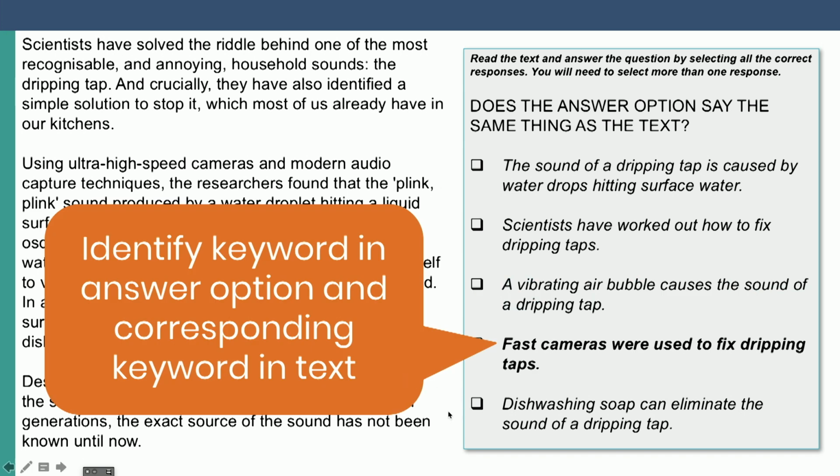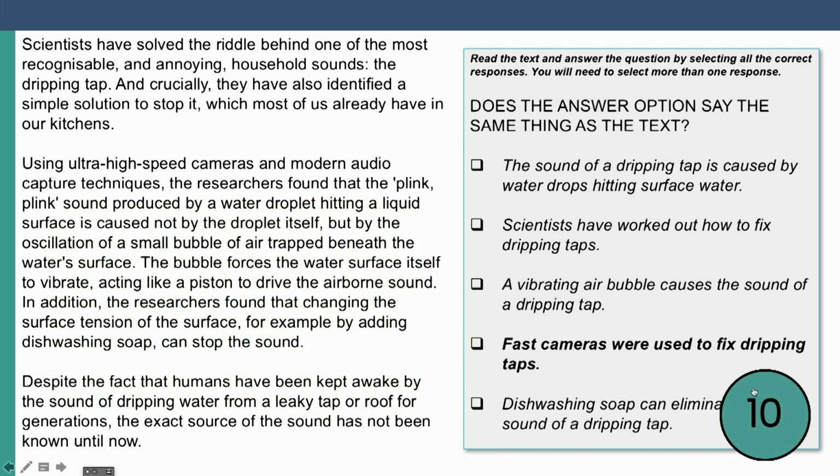Identify a keyword here, which would obviously be camera. Do you remember seeing the word camera before? Find the corresponding keyword in the text. Okay, you can see it at the beginning of the second paragraph, using ultra high speed cameras. Fast, there you go. There's another synonym, high speed, fast cameras, there you go.